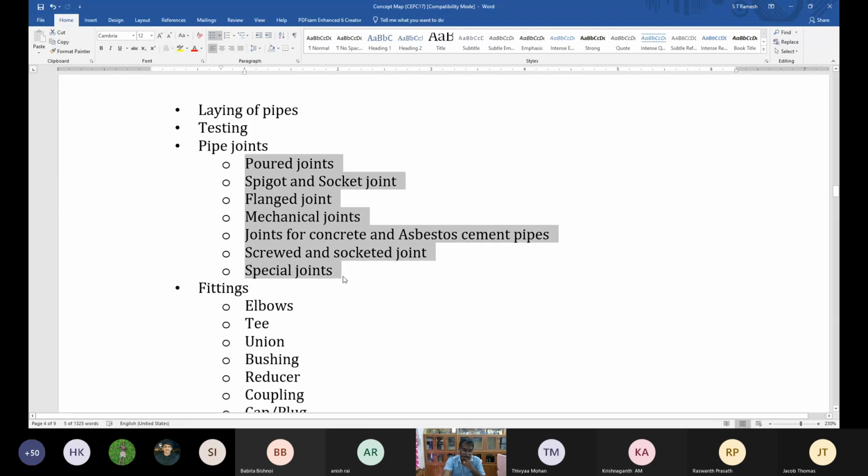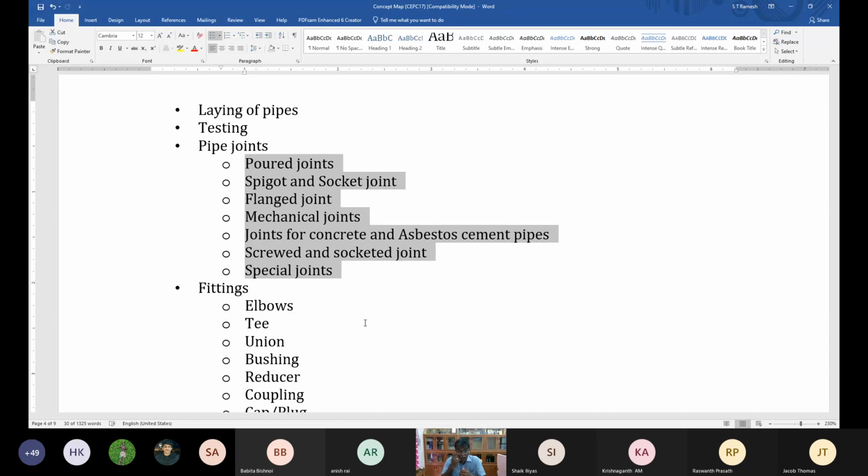And each and every pipe network may have different joints, which you would have seen at your household level also. These are the classifications: spigot and socket joints, flange connections or flange joints, mechanical joints, joints especially for concrete and asbestos cement pipes, screwed and socketed joints, and special joints.